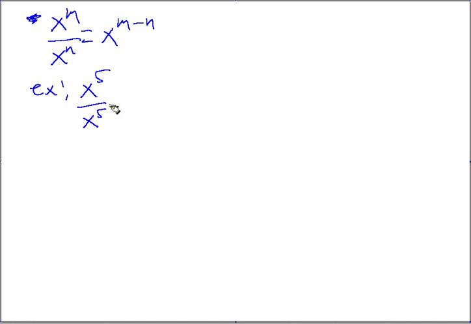Now, if I use this rule on top, I'm going to take x to the 5 minus 5, and that will give me x to the 0 power. Can we see that? Just subtracting top exponent minus bottom exponent by the rule here. By the way, one thing I forgot to mention for this rule is that since we're dividing by x to the n, of course, x is not equal to 0 here.